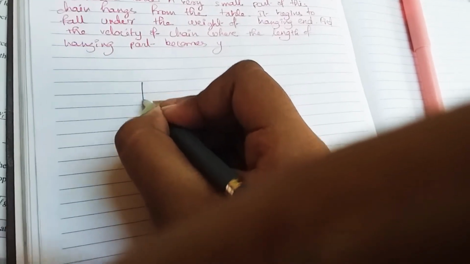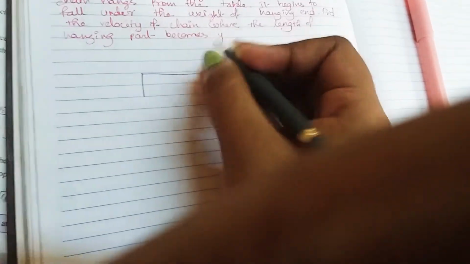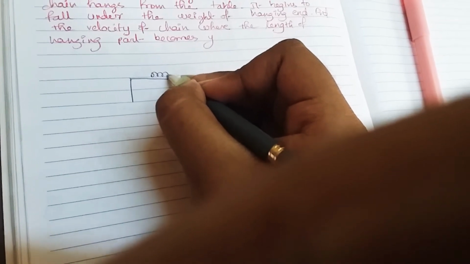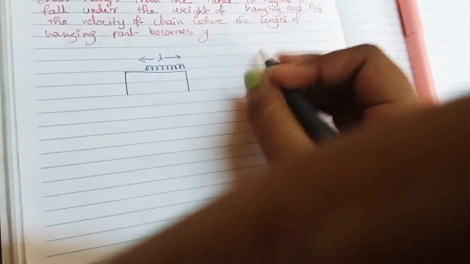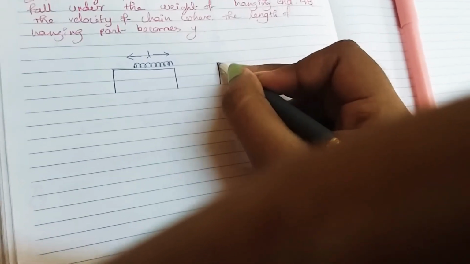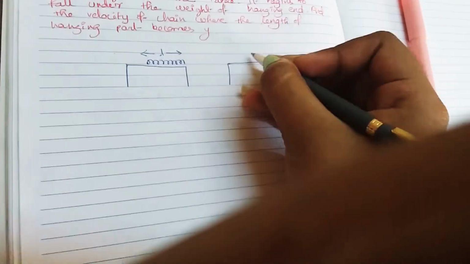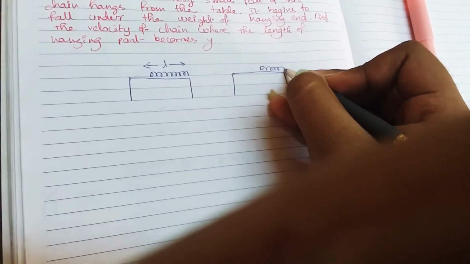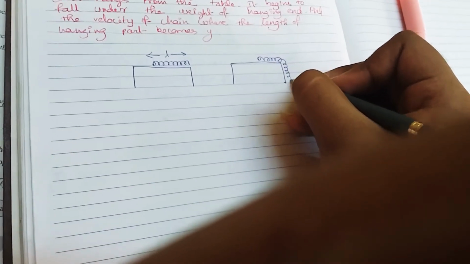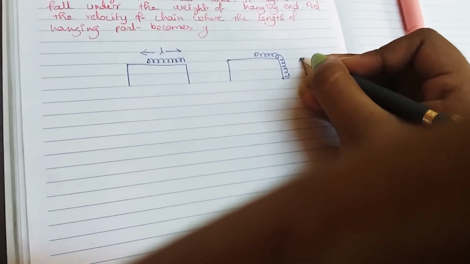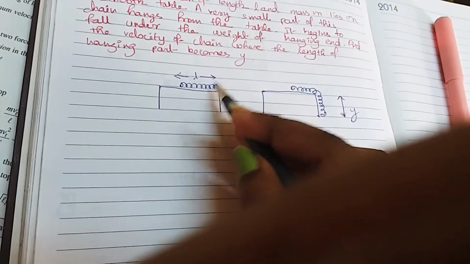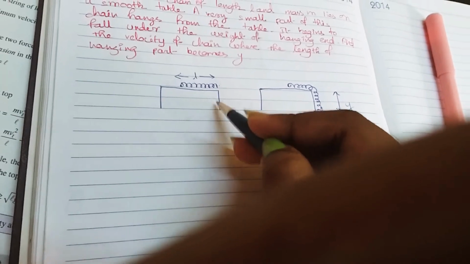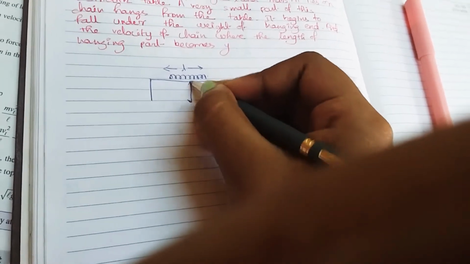The diagram is like this. This is the table. This is the chain. The length of the chain is L. In the second case, it should be like this. It is falling down. The length is y. Now, as it is falling down, you know at what height this is? Maybe this is height h.